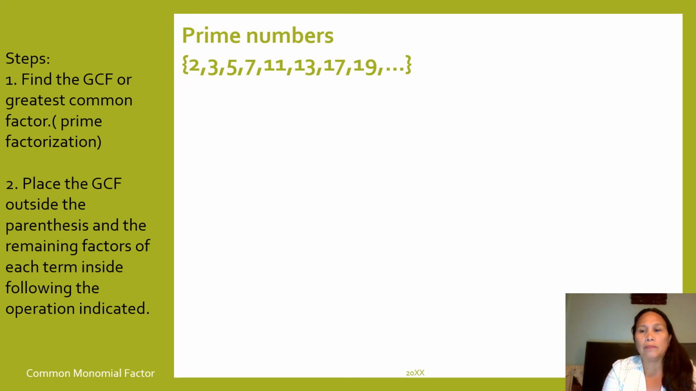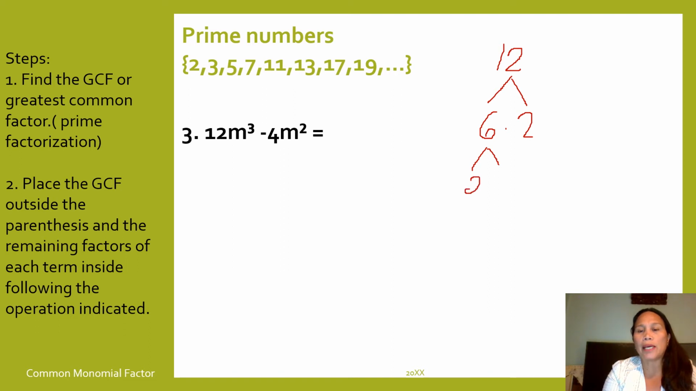Let's have another one. We have 12m cubed minus 4m squared. Now for 12, if you can think of the prime factors right away, you can use factor 3. Let's have 12, let's say 6 times 2. But 6 is not a prime number yet, so we need to factor it as 2 times 3. And then, that's it.